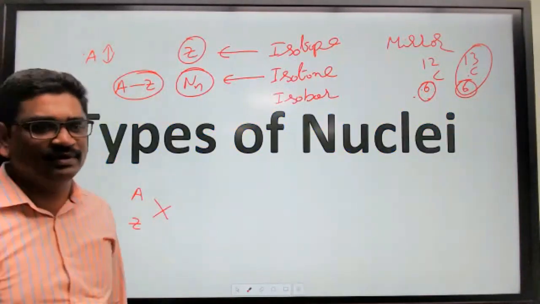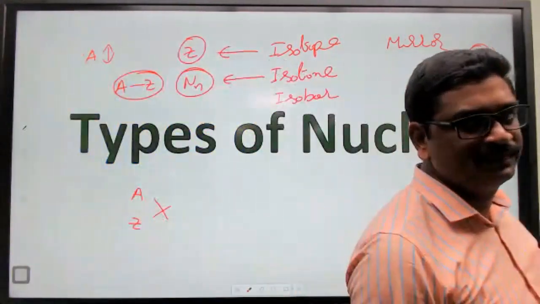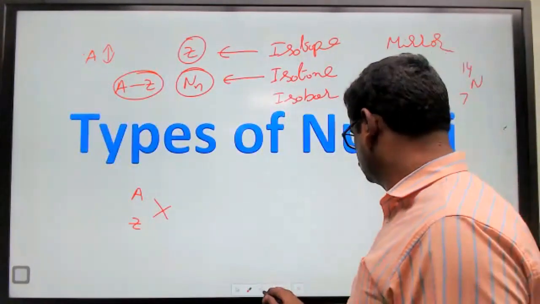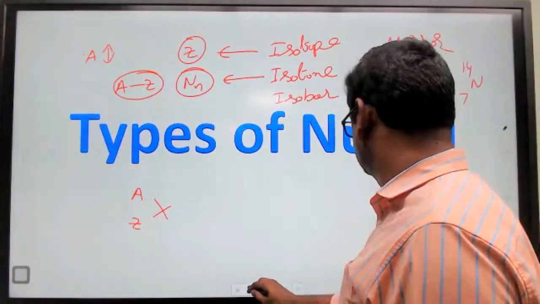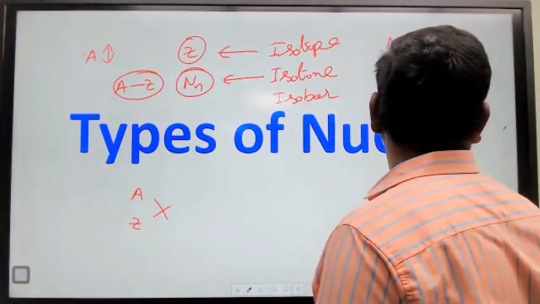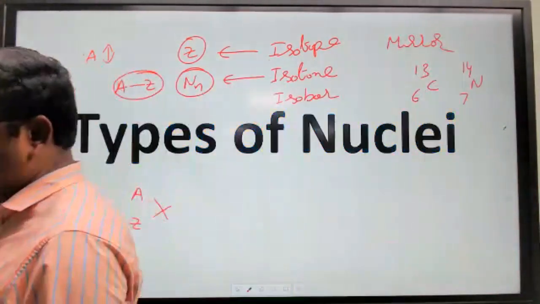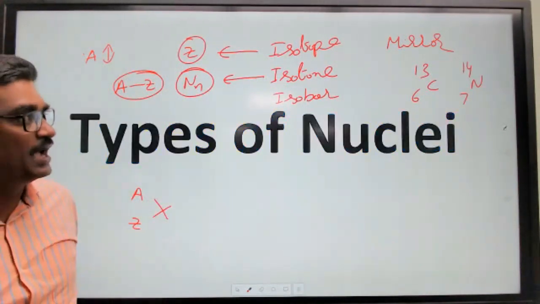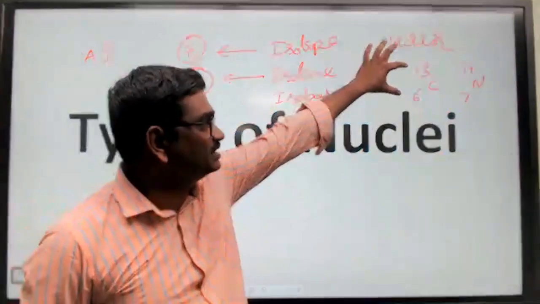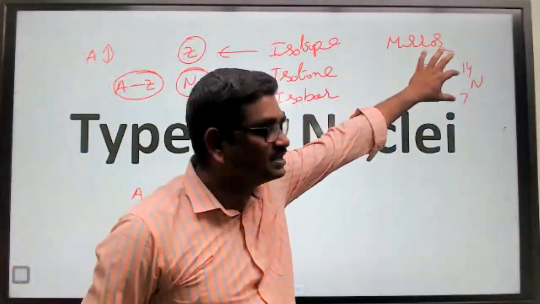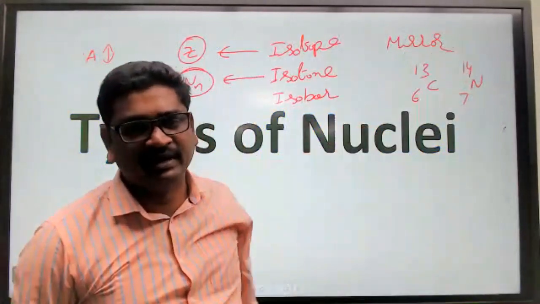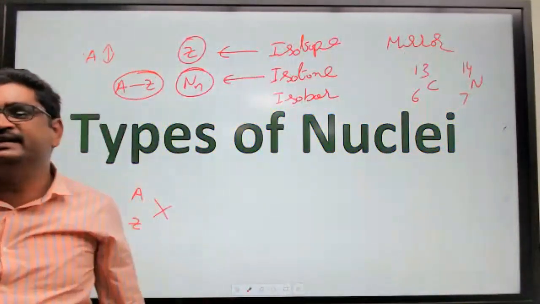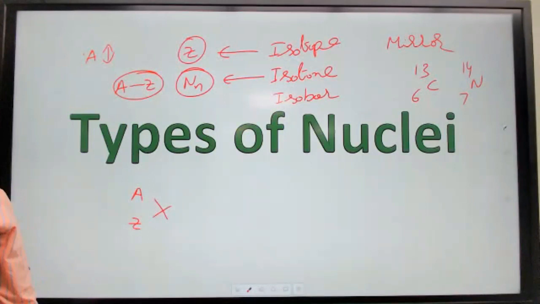Now can you give an example for that? Pick these ones. The first one is an isotope of carbon, the second one is nitrogen. Now what about the A minus Z value? For this one A minus Z is 7, for this one A minus Z is 7. So if A minus Z is the same, then we can conclude that it is an isotone.